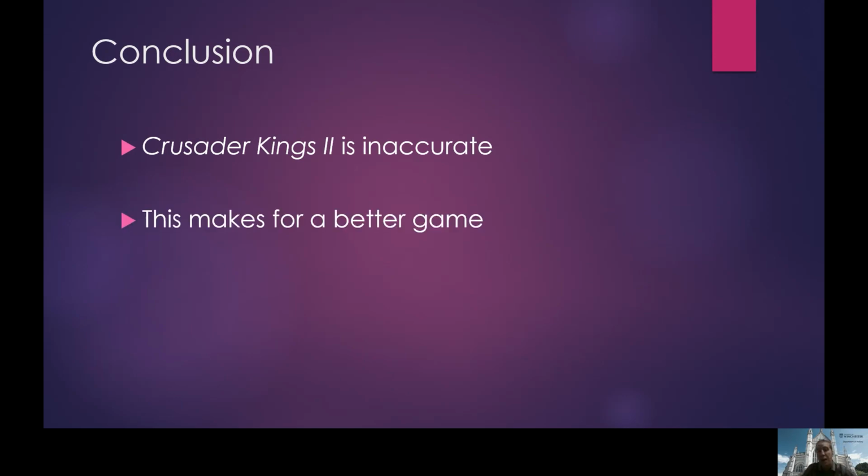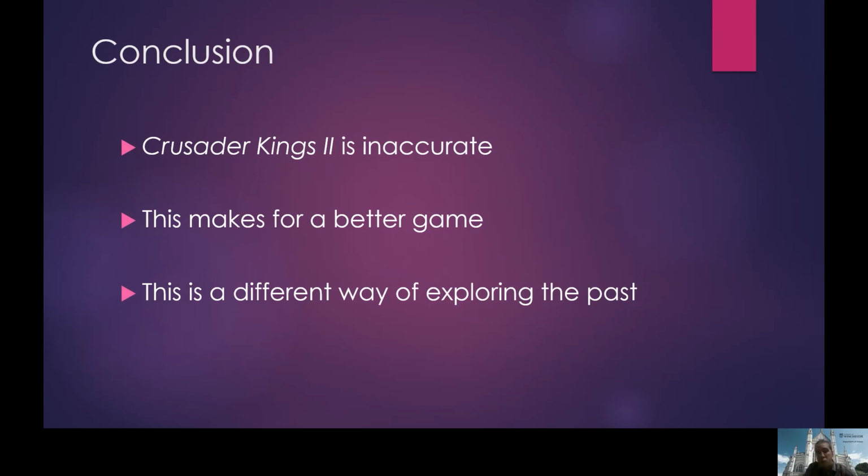So, to wrap things up then, I apologise I have gone slightly over time here. I've got four points I'd like to leave you with. So first of all, Crusader Kings II is inaccurate. There's no getting around this. However, this makes for a better game. These inaccuracies, in fact, they're necessary to have a game which functions at all. Further, this is a different way of exploring the past. It allows us very different access to medieval history, to medieval society, from that provided by the more traditional academic databases. It may be inaccurate, it may be abstract, but it's more complete.